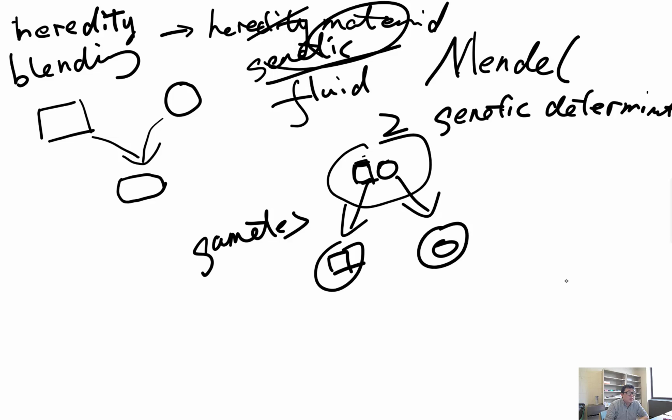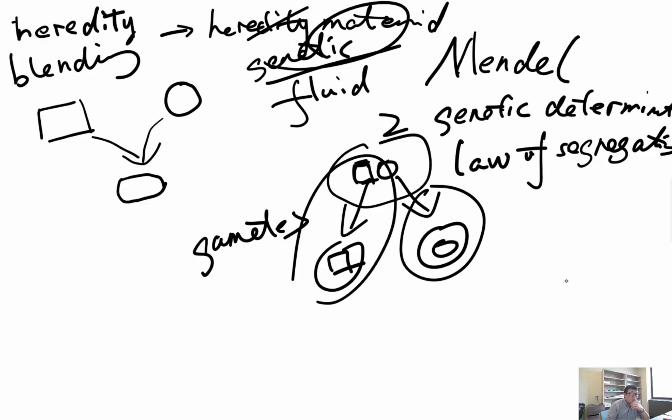So this is the first law of Mendel's genetics, the law of segregation. The law of segregation indicates that each individual has two genetic determinants, and when it generates the next generation, generates the gametes, these two genetic determinants are separated into each of those gametes. That's called the law of segregation.